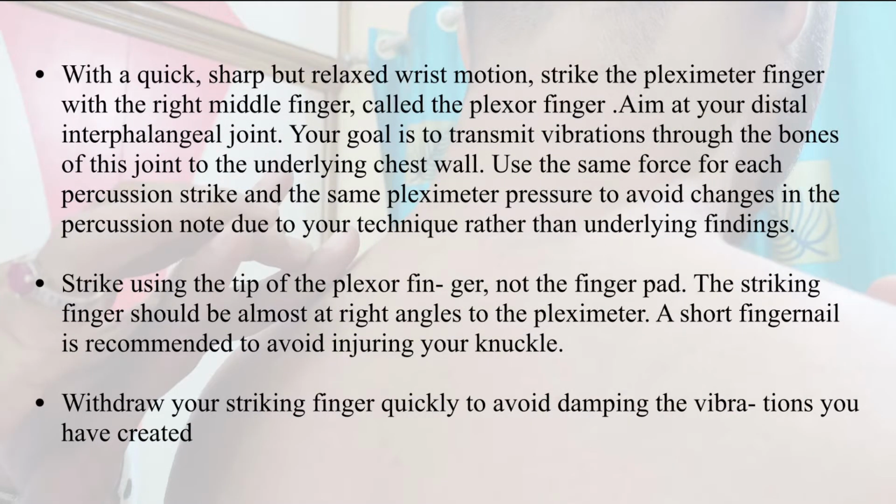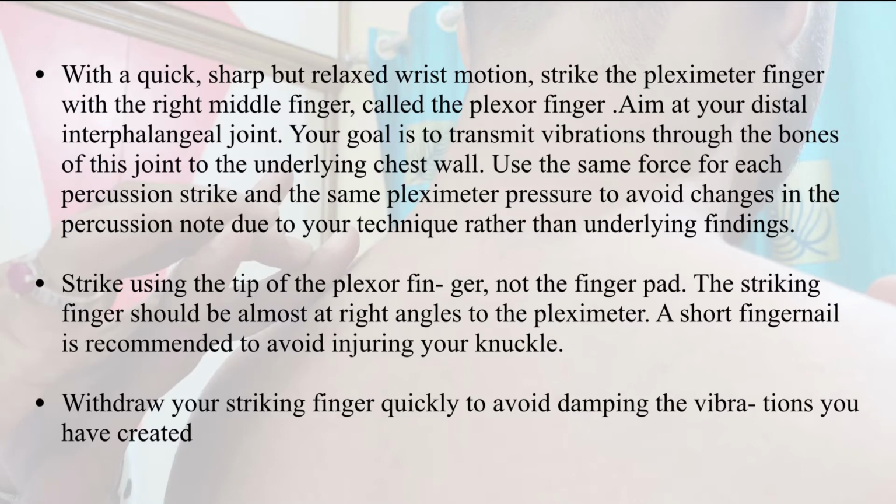With a quick, sharp but relaxed wrist motion, strike the pleximeter finger with the right middle finger, called the plexor finger. Aim at your distal interphalangeal joint. Your goal is to transmit vibration through the bones of this joint to the underlying chest wall. Use the same force for each percussion strike and the same pleximeter pressure to avoid change in the percussion note due to your technique rather than underlying findings.